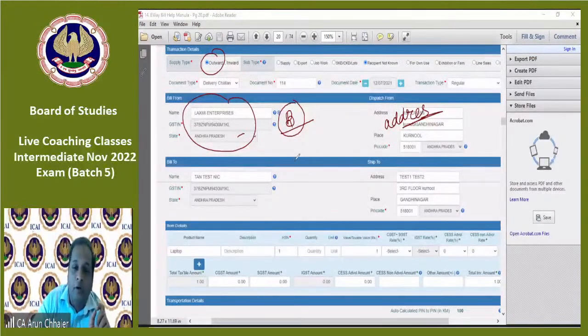Correct? Now, has he raised the tax invoice to A or C? Kindly confirm in the chat. Mr. B has raised the tax invoice to Mr. A or to Mr. C? To whom has B raised the tax invoice? The answer is A.